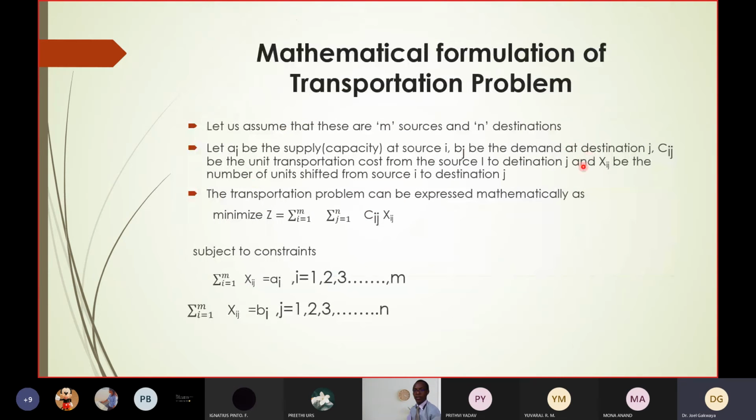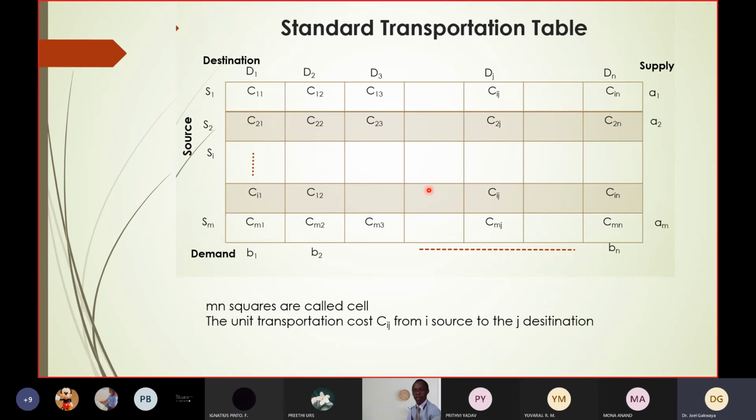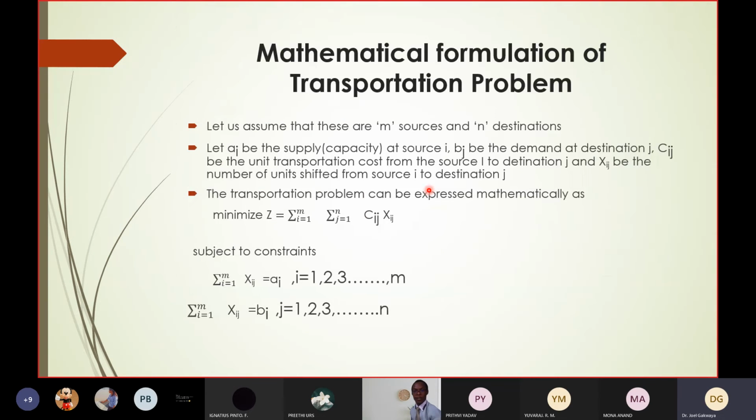Now here we say that Xij is the number of units shifted from a source I to destination J. Xij will be the amount to be shifted from the source to a destination. We may have Xij which can be the amount from the source, and the amount the destination demands.